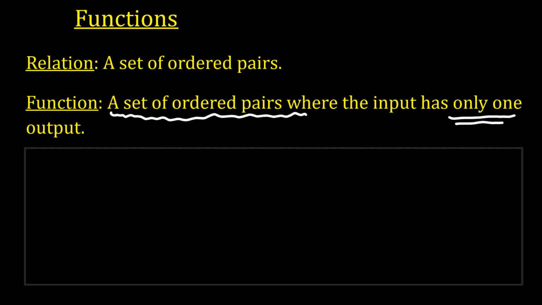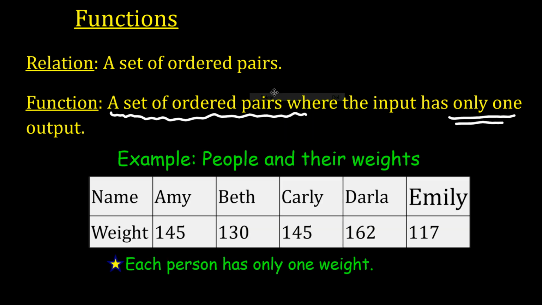We'll start out with some things that aren't really mathy, and then we'll get into some math examples of a function. So a function is always a relation, but not all relations are functions, because all functions are a set of ordered pairs, which are relations. So let's look at the first example here.